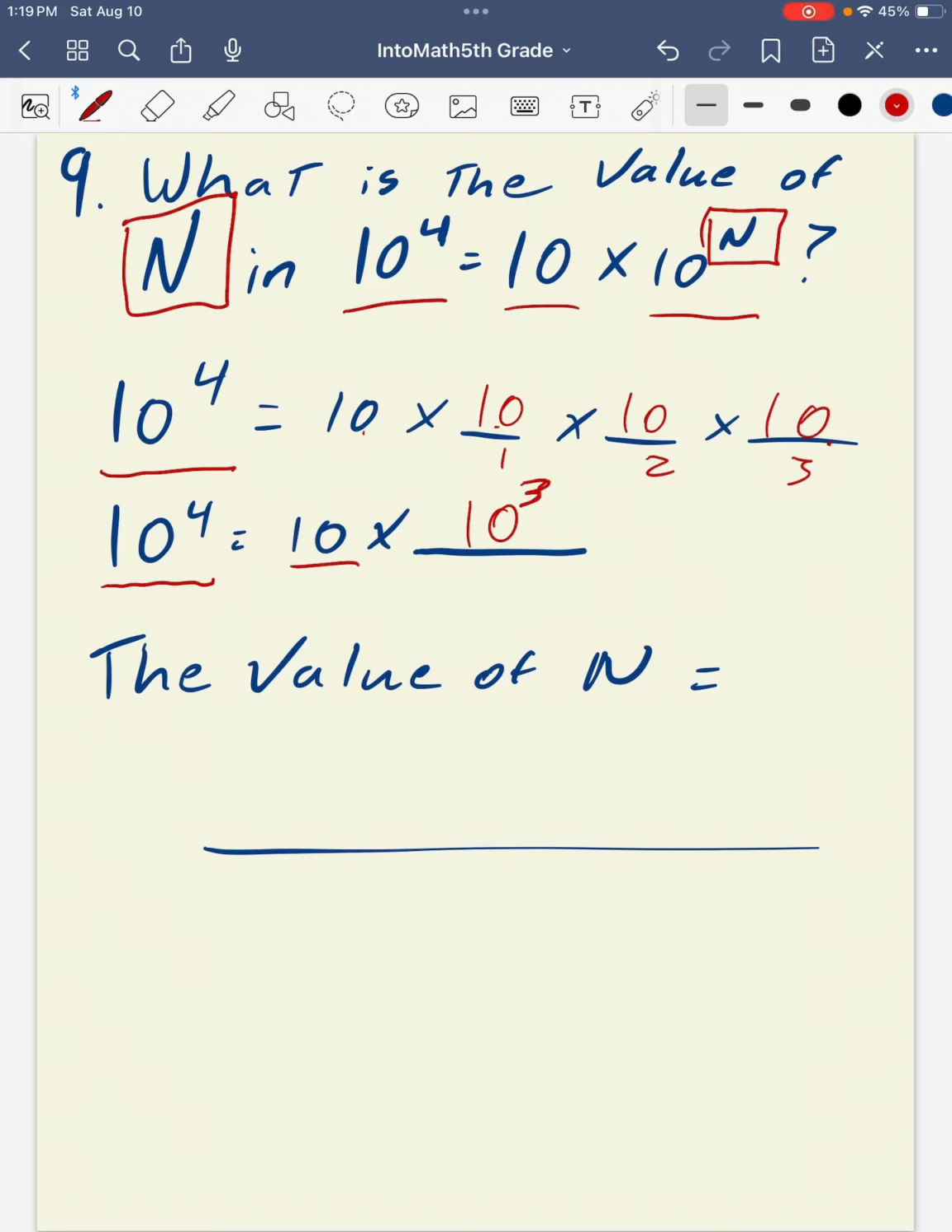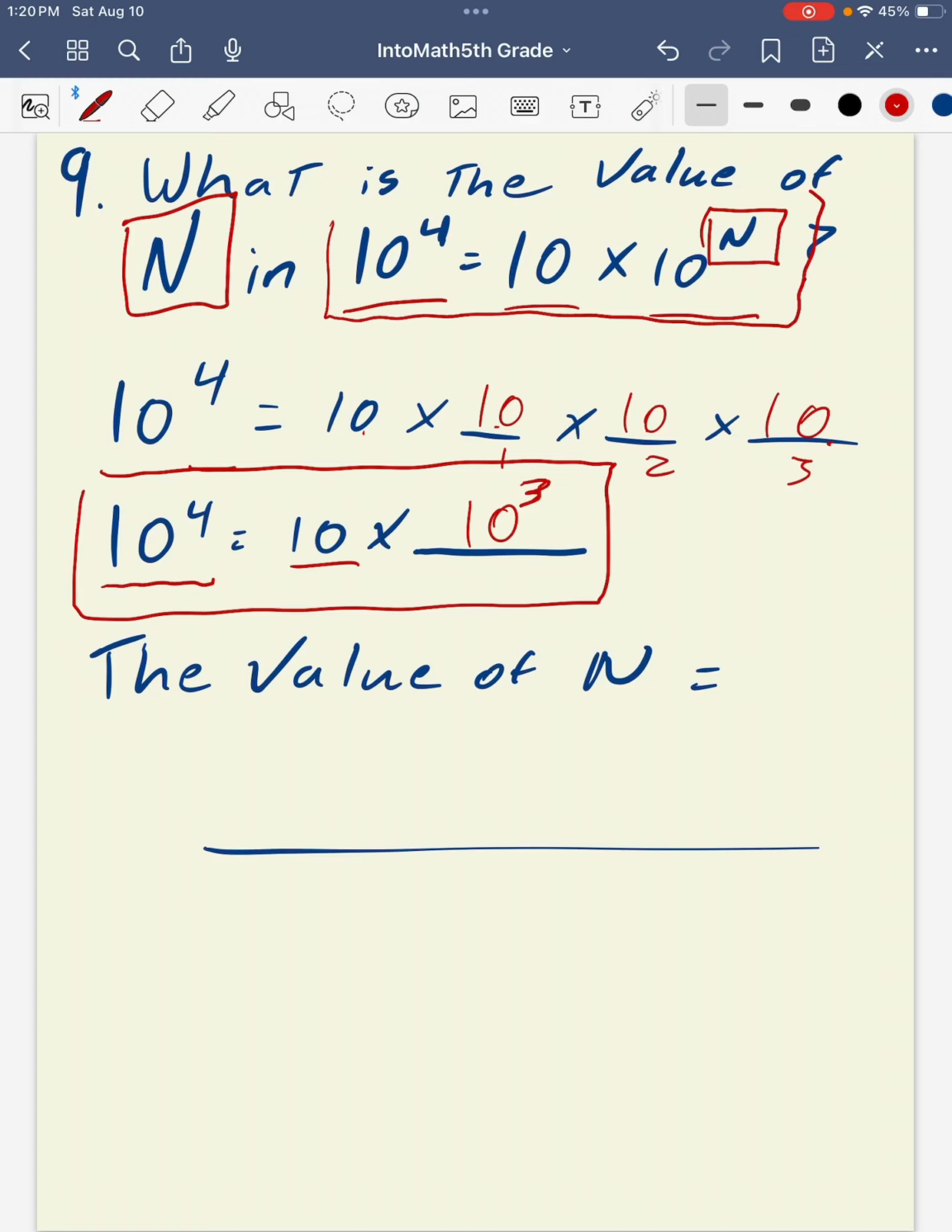So now that we have our equation that looks like this, 10 to the fourth is equal to 10 times 10 to the third power. This looks a lot like the question asking us 10 to the fourth power is equal to 10 times 10 to the nth. The value of n is 3, as we are finding that it is 10 to the third power.